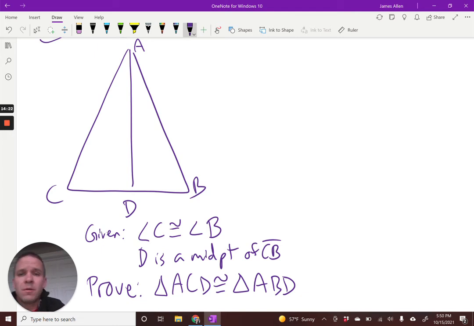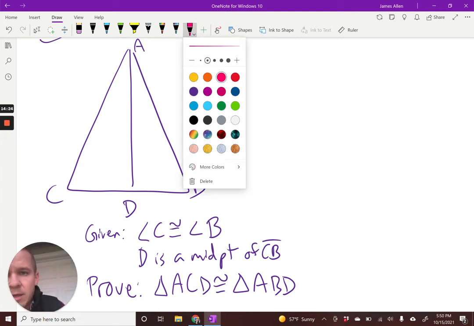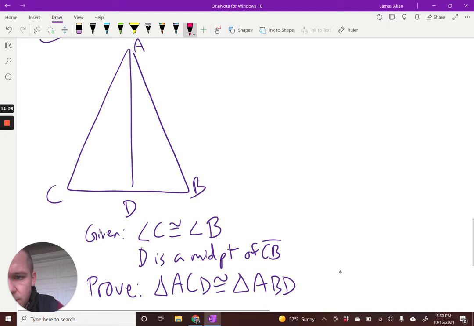All right, so what do we got here? We've got angle C and angle B are congruent. D is a midpoint. What does that give me? D is a midpoint, gives me congruent segments. Wonderful. So I've got an angle. I got a pair of sides, right? I would need to explain that, of course, the midpoint thing, but I'm looking good so far.